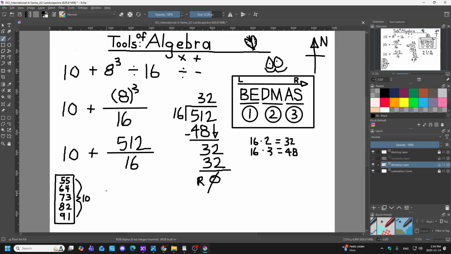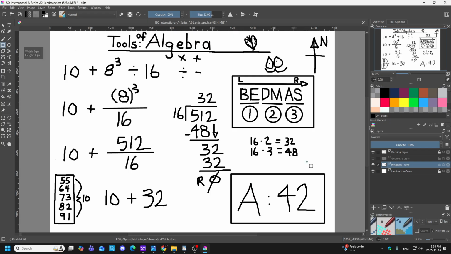So 10 plus. I do this so I don't have to reduce. I still have to reduce this large fraction, right? Lucky for us, it divides nicely. Simple math, all we're doing is adding 10 to the 32. And we get 42. I don't have anything to check the answer with, so hopefully I didn't make any mistakes. And let's go.